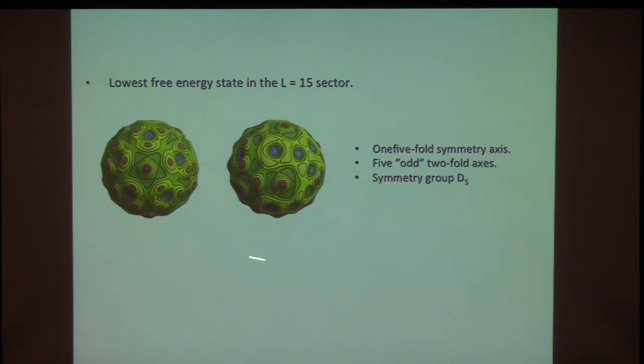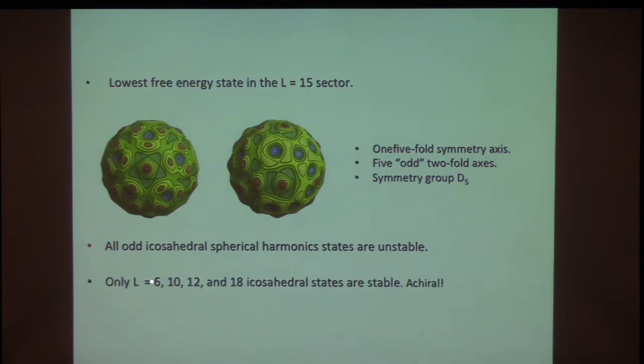This is how the lowest free energy state looks in the L equals 15 sector. It has only one 5-fold symmetry axis, and it belongs to the symmetry group D5. So, we have a problem. All odd icosahedral spherical harmonics turn out to be unstable. All of them, not only 15, but all the higher ones as well. We checked until we were blue in the face. There are stable ones, but they're even, 6, 10, 12, and 18, they're achiral. And Lorman and Rochal told us we need to exclude them because they're even. So we have proven by the power of pure reason that there's no such thing as icosahedral viruses, right?